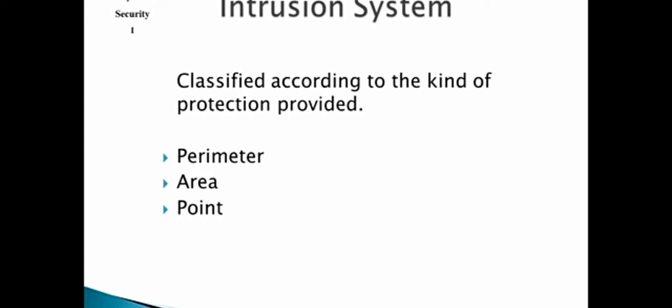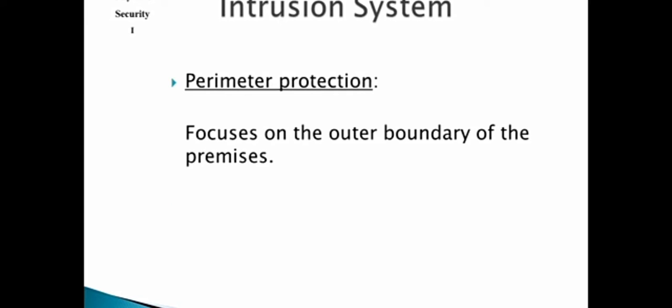And you have point alarms. These are special sensors that you put on one point that pick up any adverse change or any changes set within the perimeters. Like you put a motion sensor on a safe. That's what a point alarm is, a point sensor. Perimeter protections focus primarily on the outer boundary of your premises.